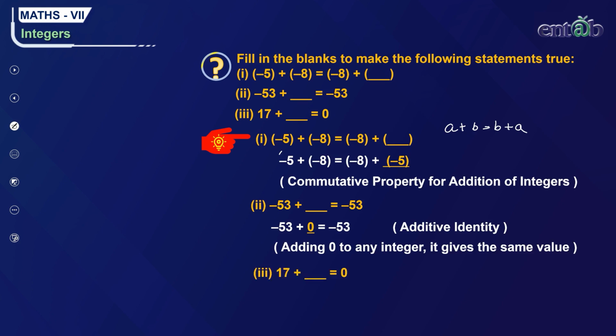Let's look at the next part. 17 plus blank gives 0. We just discussed in the last slide that adding the additive inverse of an integer to itself gives the sum as 0. So, here also we will add the additive inverse of 17. What is the additive inverse of 17? Minus 17, right? So, the answer is minus 17. So, we use the property of additive inverse here. I hope this was clear to you. Let's look at the next problem.